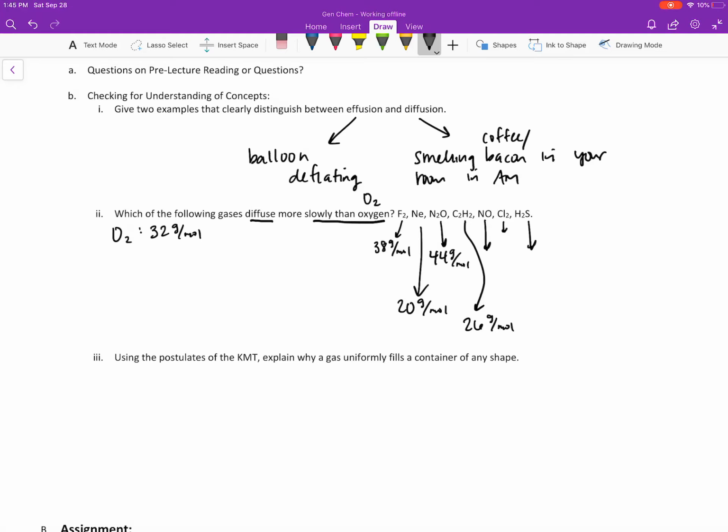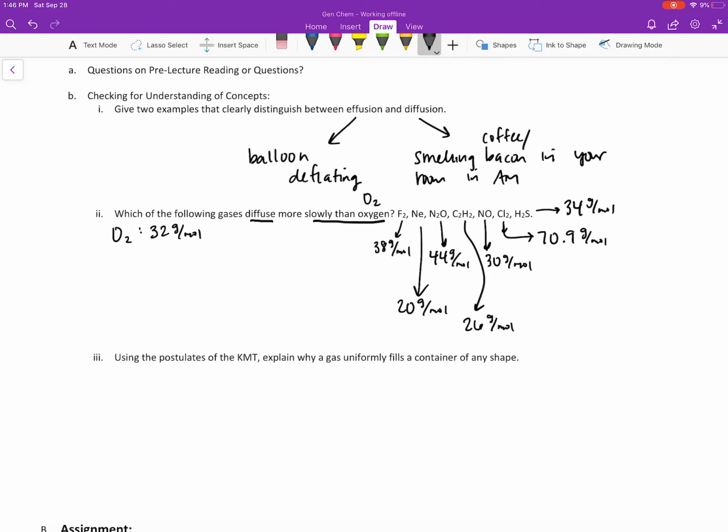Nitrogen monoxide has a weight of 30. Chlorine, 35.45 times 2. So remember, this is one that's kind of strange to round up or round down. So I leave it as 35.45. And then we have H2S, which has a weight of 34 grams per mole. Okay, so we need that information first.